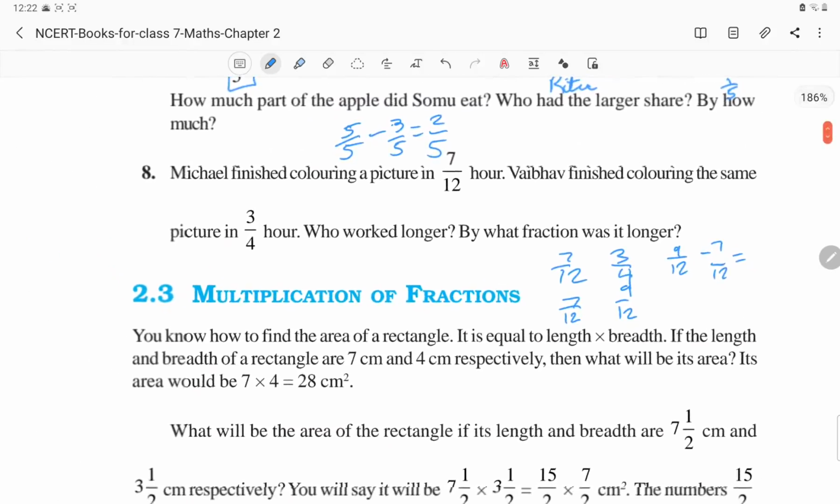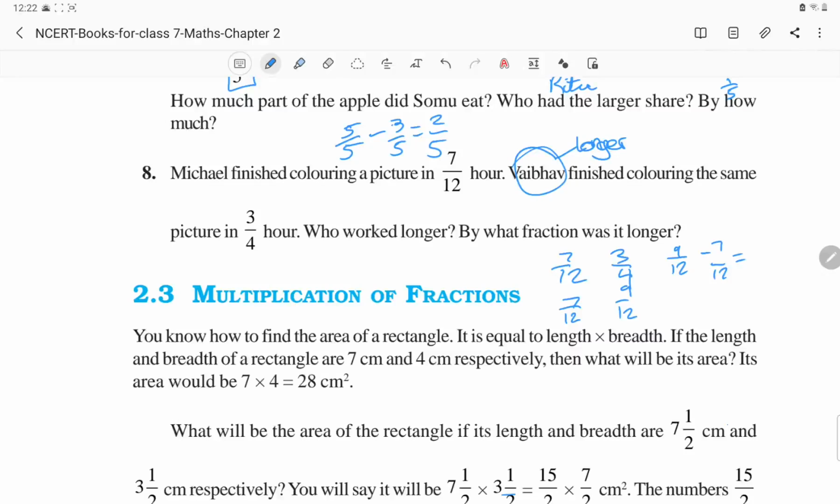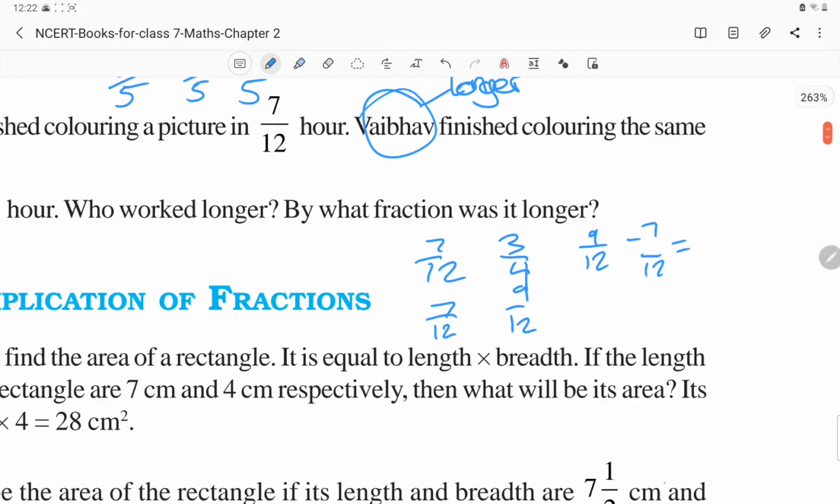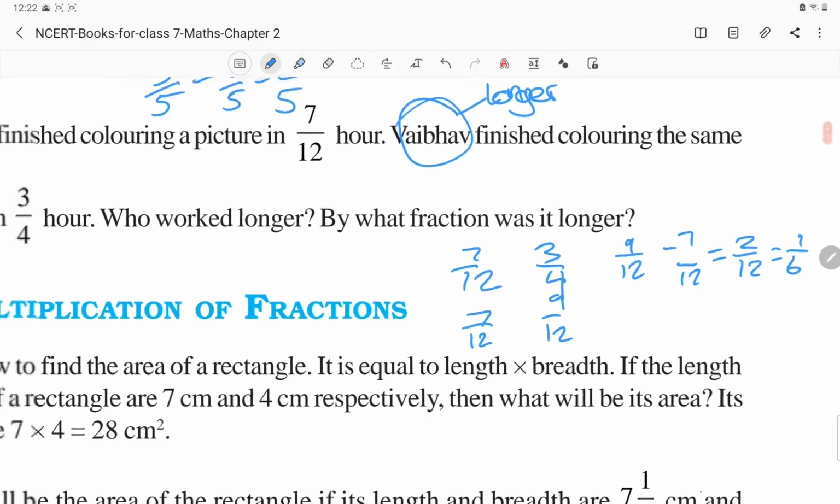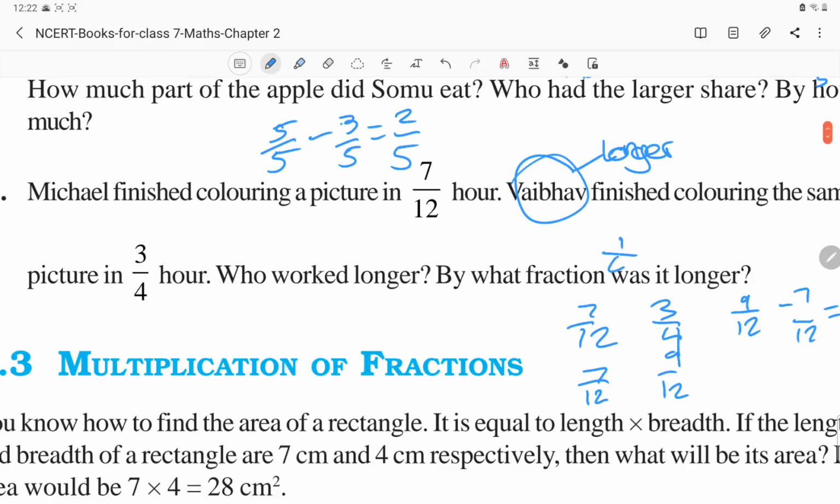Who worked longer? So Vaibhav worked longer, so this person longer. Sorry about my handwriting. And let's see by what fraction. 9 minus 7 is 2 by 12, which is also equal to 1 by 6 when you simplify, so 1 by 6.